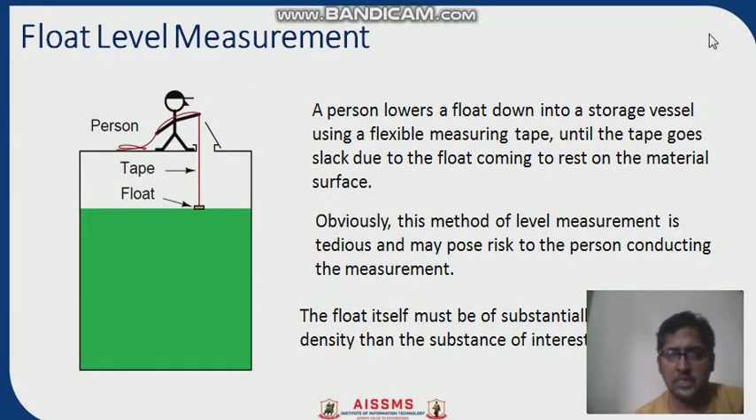So in the float level measurement, the figure on the left hand side represents a person who lowers a float down into a storage vessel using a flexible measuring tape until the tape goes slack, due to the float coming to rest on the material surface. Obviously, this method of level measurement is tedious and may pose risk to the person conducting the measurement. This is a very old method to measure the level inside a tank, whether the tank carries liquid or any other form. So this measurement is very tedious, and this is a very old method.